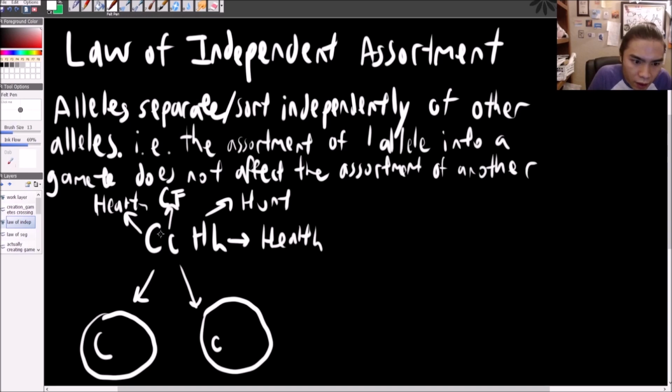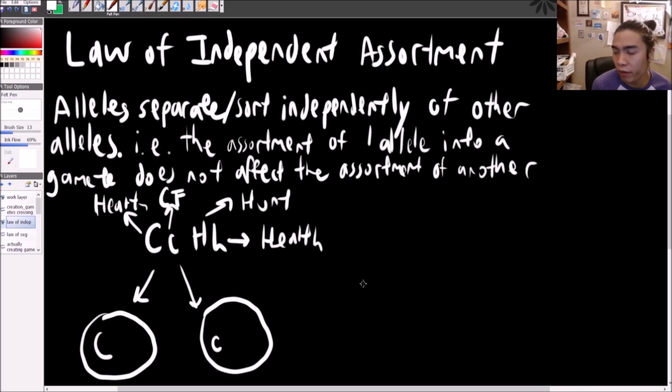It's 50-50. So this big C could either get this big H, or, if this big C is there, that doesn't really matter, it could be either the big H or the little h. So that's the law of independent assortment. It increases genetic variability. And okay, you really don't need to know this, so don't think about it too much. But the law of independent assortment usually checks out because of the crossing over of the homologous chromosomes that happens during meiosis.